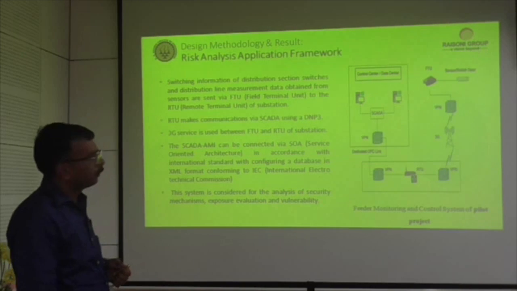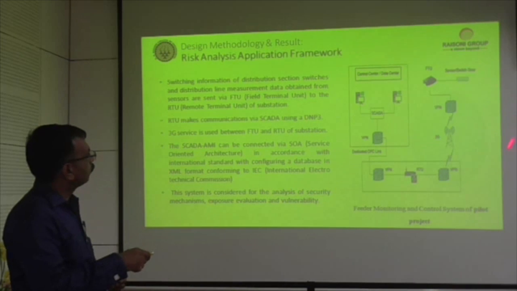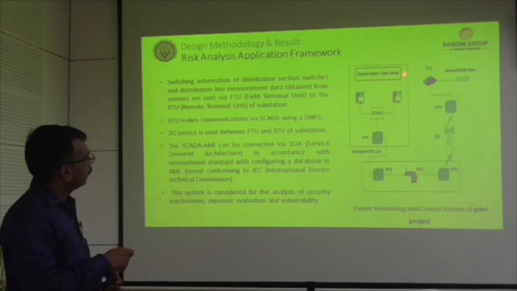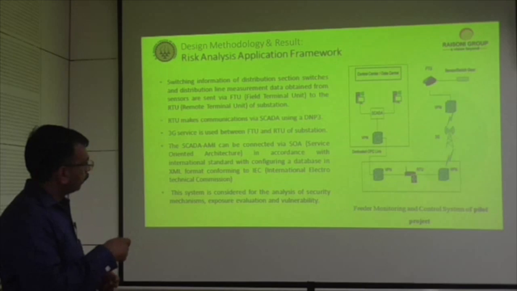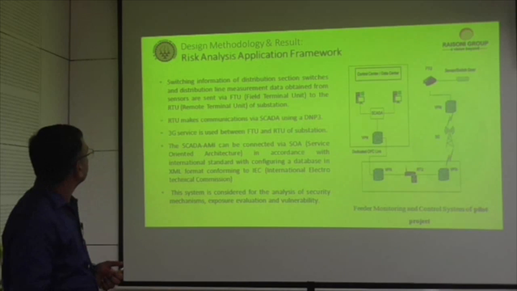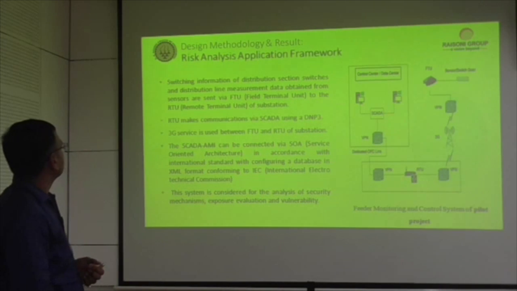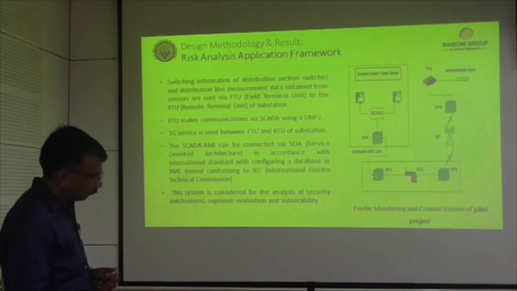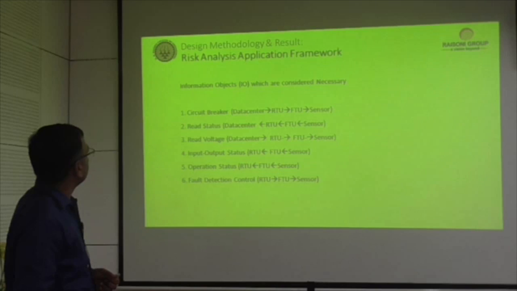This is the risk and application framework. This is the structure of the one feeder unit I have considered for the Haryana pilot grid. There is a sensor, a field terminal unit, a VPN 3G network, the SCADA system, and the control center. Switching and distribution working is there, and this is generally how it works. Directly I am coming to this area.